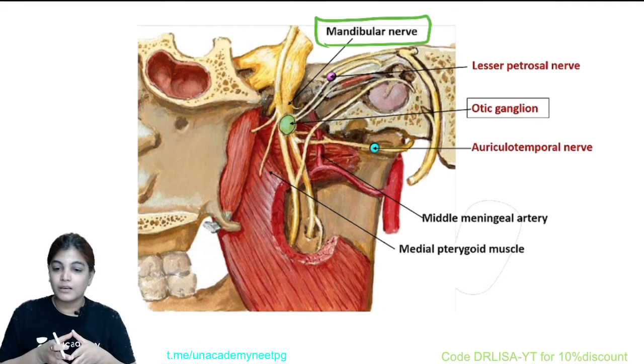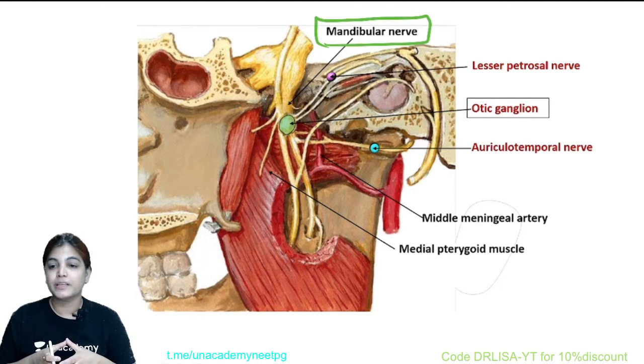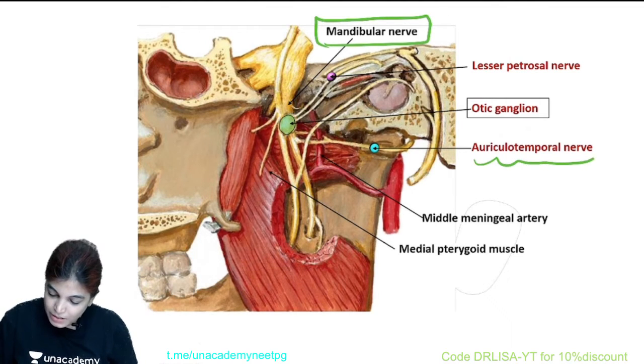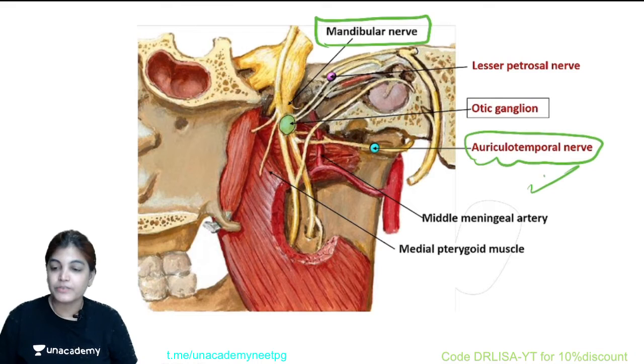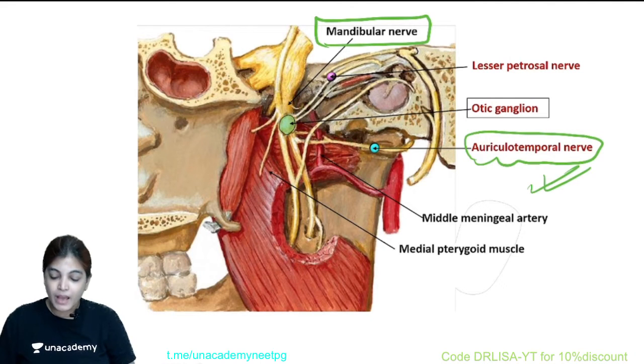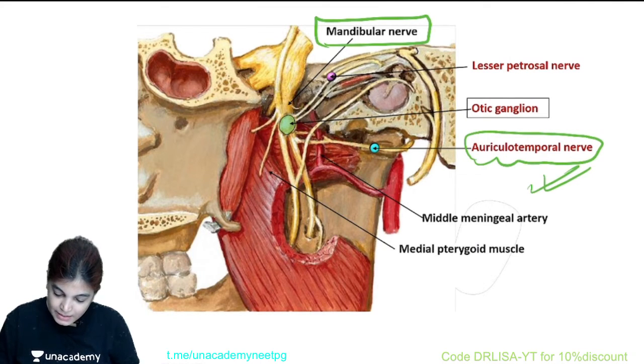Again the mandibular nerve has branches from its trunk, branches from the anterior division, and branches from the posterior division. So this auriculotemporal nerve is a branch from the posterior division of the mandibular nerve. And what you can visualize here is the artery, let me use red color. This is the artery, and this artery is the middle meningeal artery.